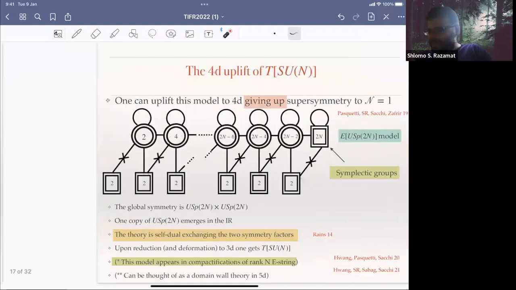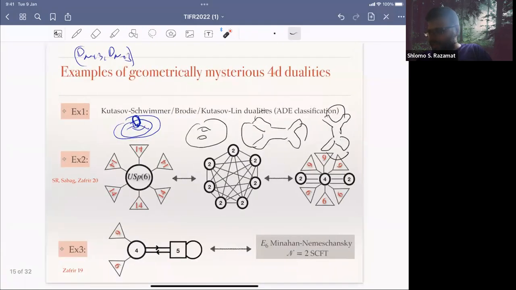For example, another example that I mentioned here: this theory is an N equals 1 gauge theory in 4 dimensions, but the claim is that it flows to an N equals 2 CFT in 4 dimensions. It's a 4 to 4 flow, it's not across dimensions.